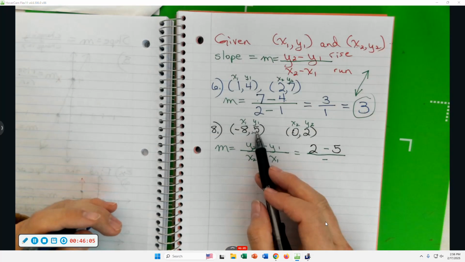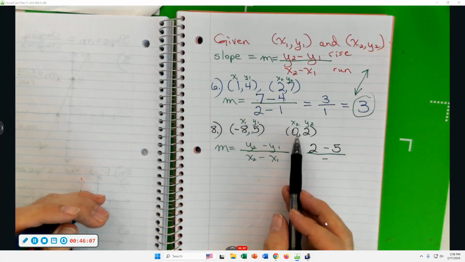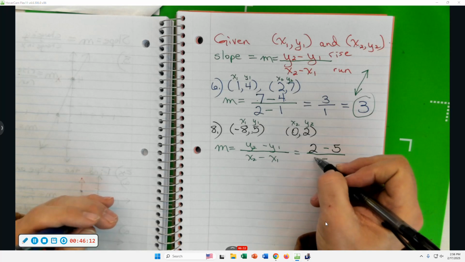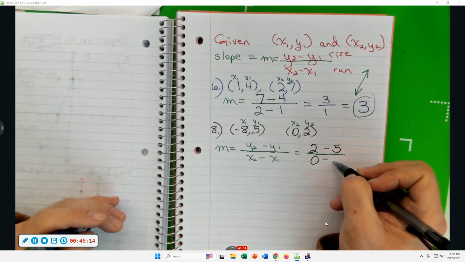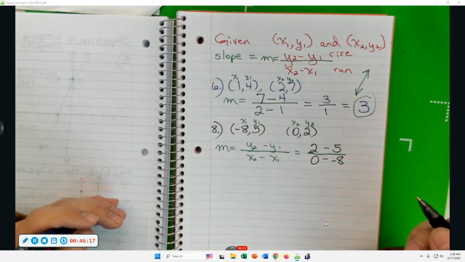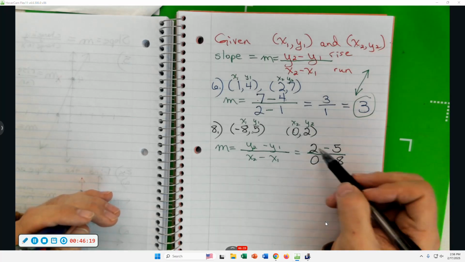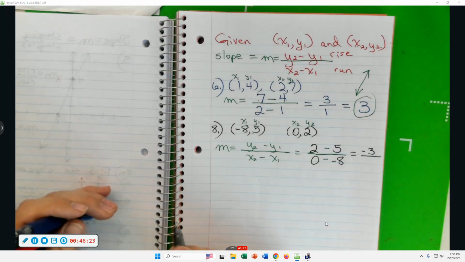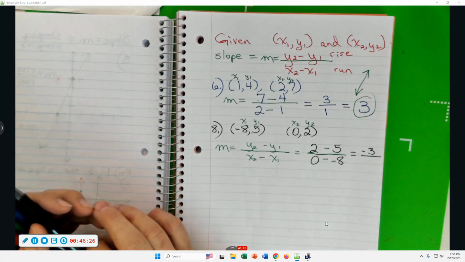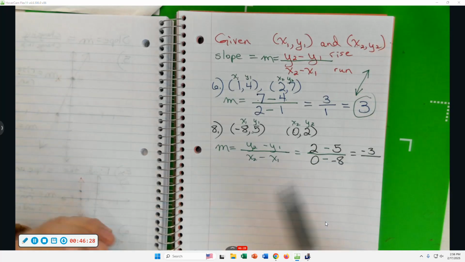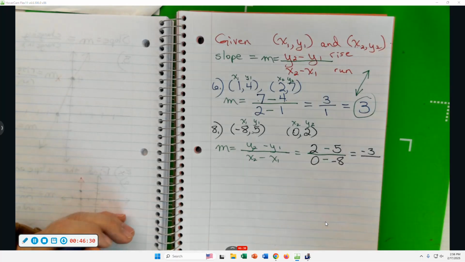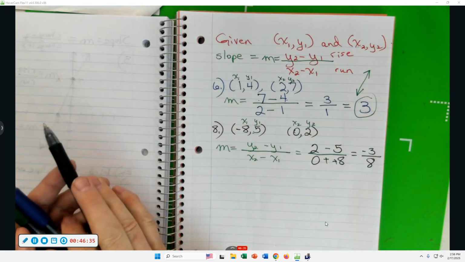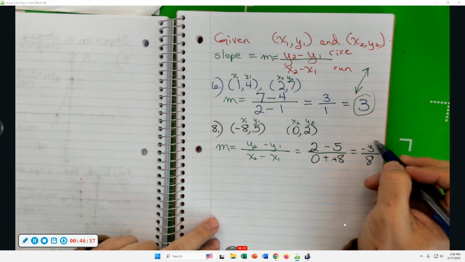So y2 minus y1. Now x2, 0 here, minus negative 8. Watch out for those double negatives. You have a 2 minus 5. That's a negative 3 all over. What are we going to get for the denominator? 8. Remember, the double negatives become a positive. So 0 plus 8. There's our slope, negative 3/8.